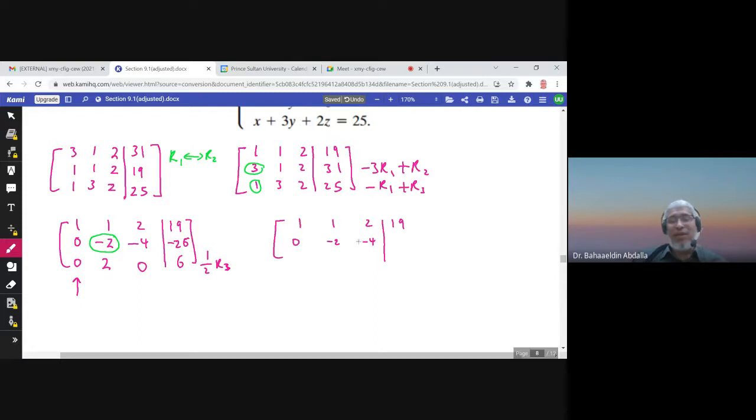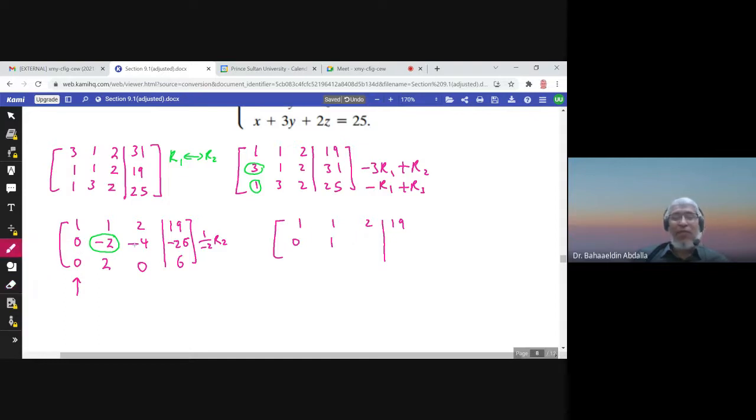Well, I don't see a need of this, but it's okay. I can make negative 2 into 1 easily by dividing by negative 2, or just 1 over negative 2 times R2. I will do this step if, when I divide row 2 by negative 2, I get fractions, because I don't want to deal with fractions. But now, negative 2 over negative 2 would be what? Would be 1.